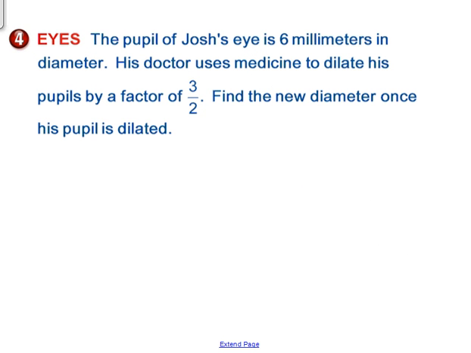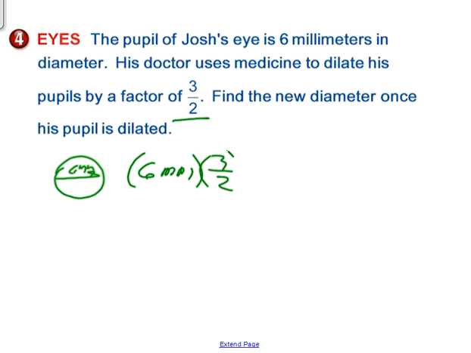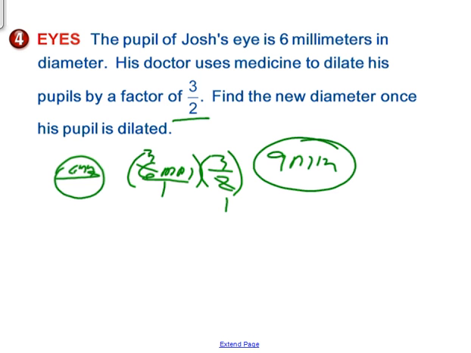Here's another example. The pupil of Josh's eye is 6 millimeters in diameter. So 6 millimeters is its original dimension. His doctor uses a medicine to dilate his eye by a factor of 3/2. Find the new diameter. Well, 6 millimeters times the scale factor of 3/2 is 6 over 1 times 3 over 2. I can do some reducing here. 2 will go in there once, 2 will go in there 3 times. 3 times 3 would be 9. 9 millimeters is the new dilated dimension.